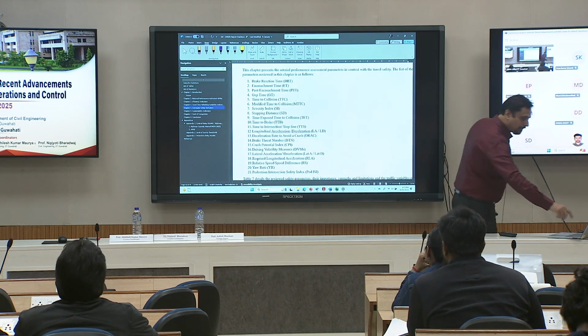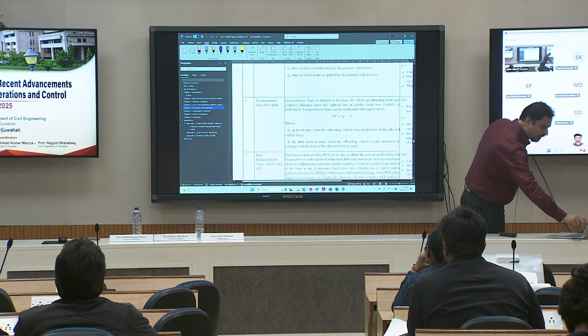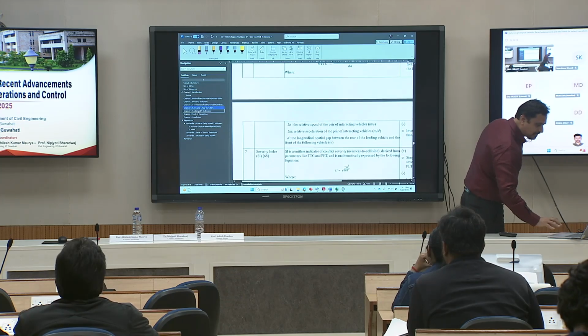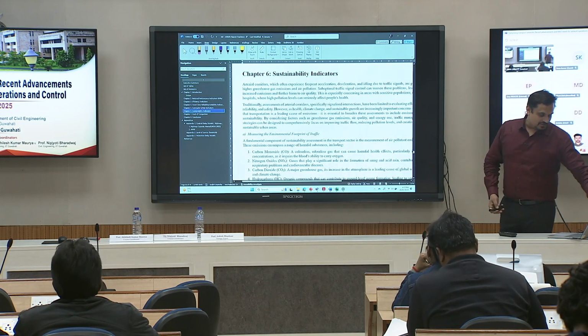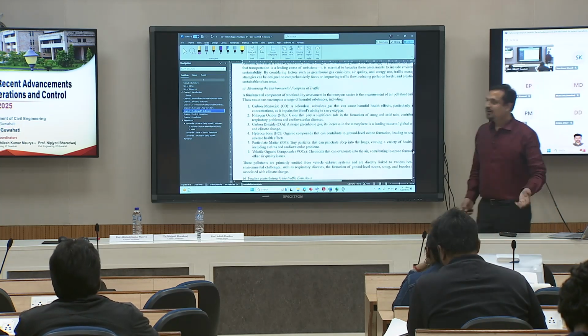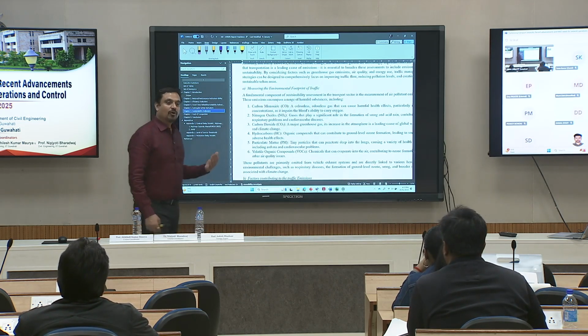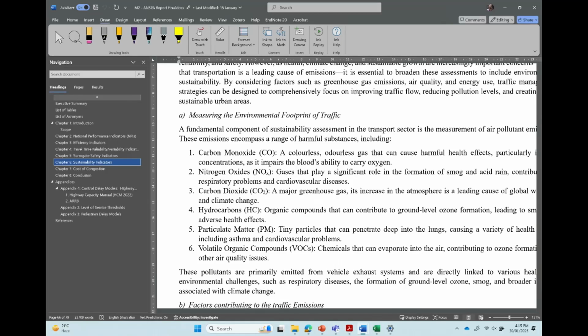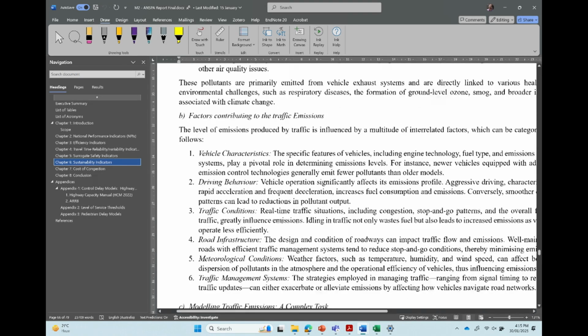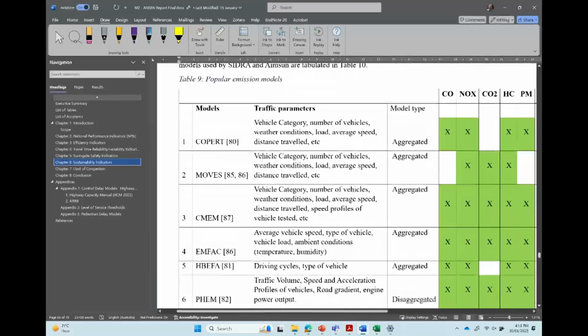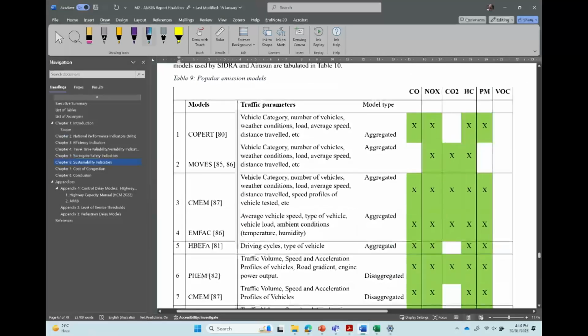Similarly, if I go to the sustainability indicators, these are in terms of the emissions. How much is the emission in terms of carbon monoxide, NOx, etc. Now, there are models to estimate these based on your traffic composition. You can have a microscopic model that can consider the individual vehicle detailed profile, or you can have a mesoscopic model which can use it. For example, there are some of the models that you see here.